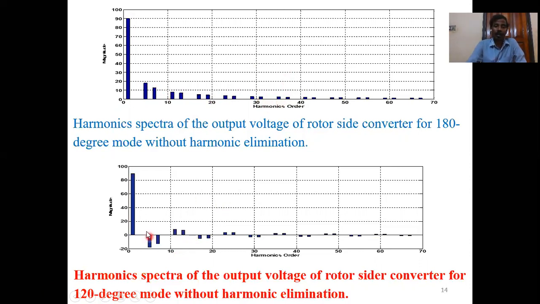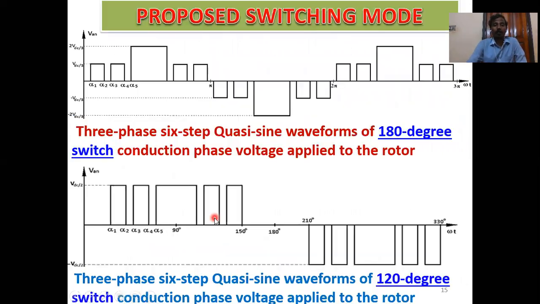And this is for 120-degree rotor side injected harmonics, and this side is the magnitude. Similarly, this is the harmonic order, and 5th, 7th, 11th, 13th, 17th, 19th. This is also 6n plus minus 1 order of harmonics.